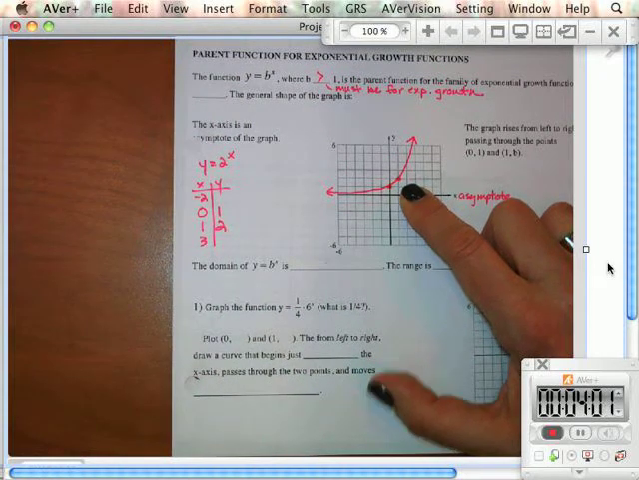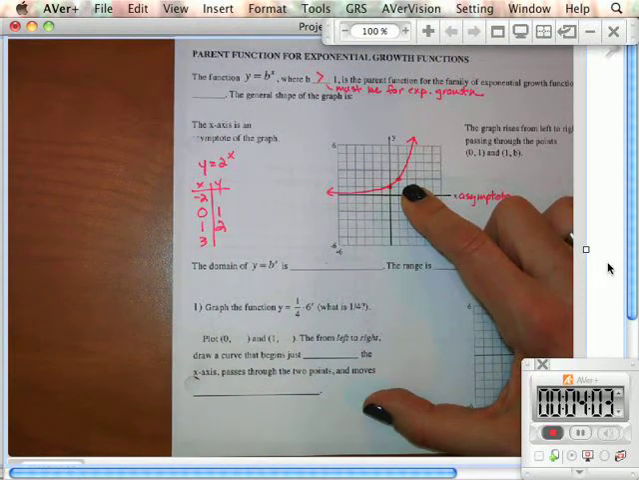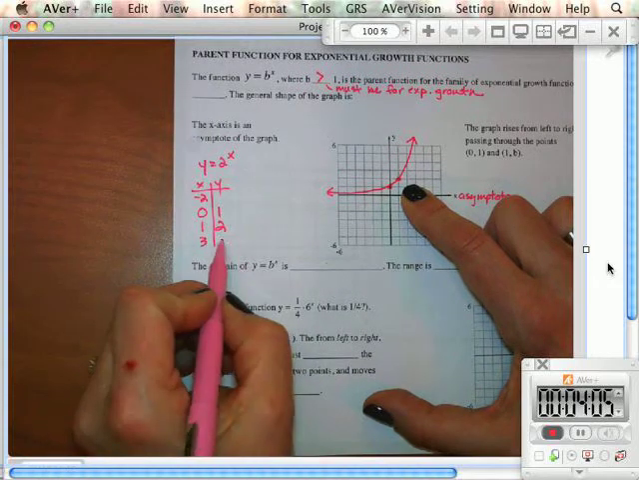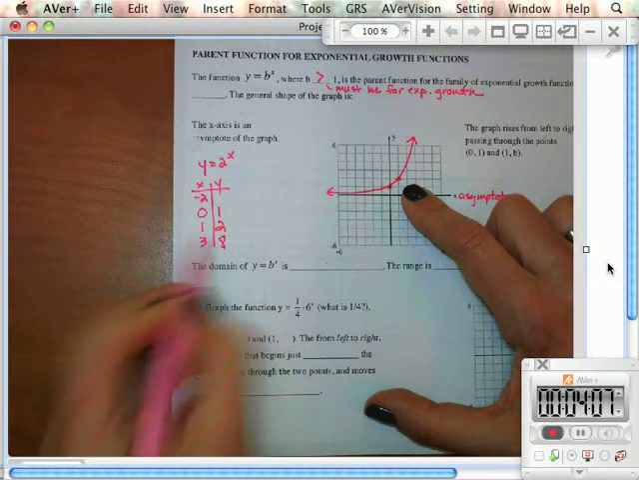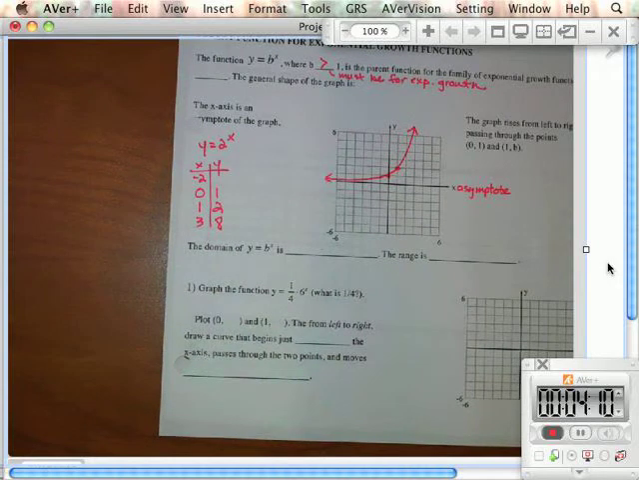All right? Now, if I put 3 in, what happens? This jumps to what number? 8. So it jumps quickly, because I'm multiplying by 2 every single time, which causes that exponential growth. It jumps very quickly. Okay?